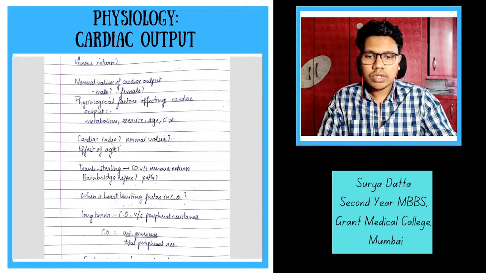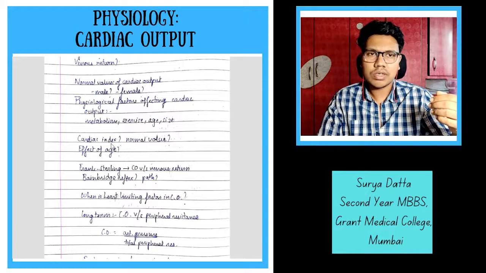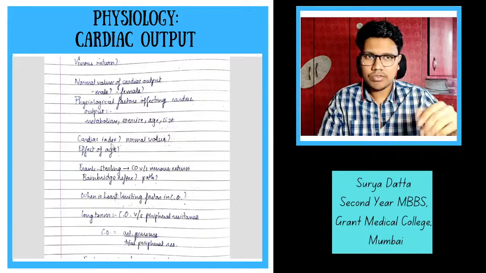Now we go into the cardiac index. Cardiac index is basically the cardiac output per unit surface area of the body. So the human body, I think it's around 1.7 meters square, I believe. And the cardiac output is around 5 liters per minute.